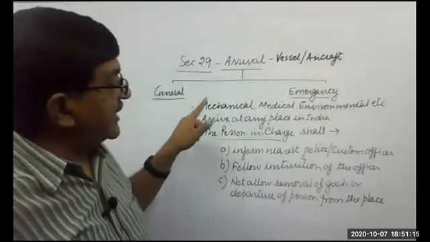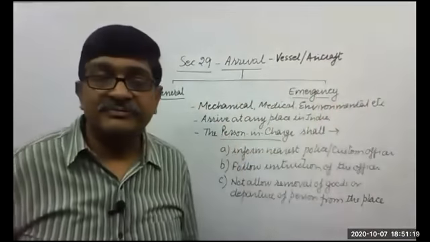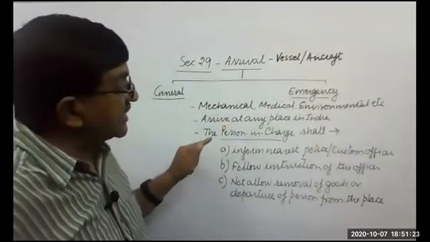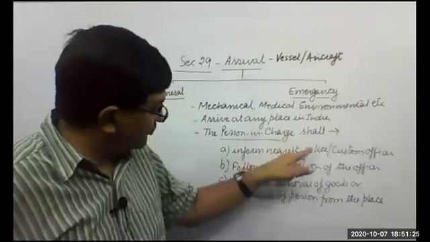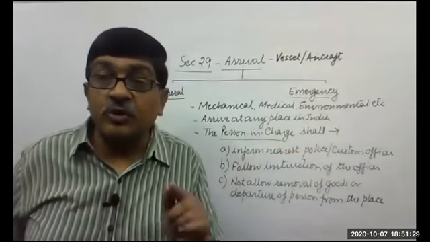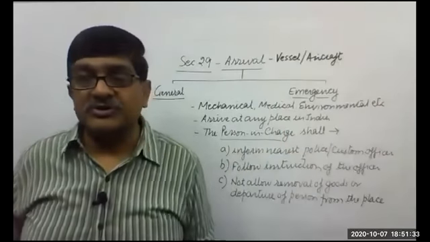Emergency, I said, it can be mechanical, it can be medical, it can be environmental, or it can be something else. And if you arrive at some other place, then the person in charge shall. These are obligations. Number one, inform. Number two, follow the direction. Number three, do not allow any person to leave that place. Do not remove the goods.